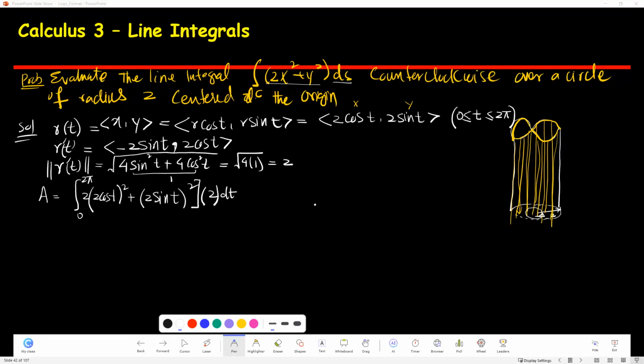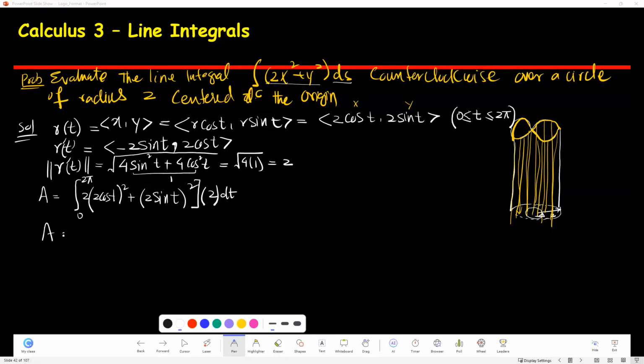So 2. Remember, in the earlier example we used ds equals something dt. So this time this is my 2. I think it's pretty much a straightforward integral. Let's do this integral.